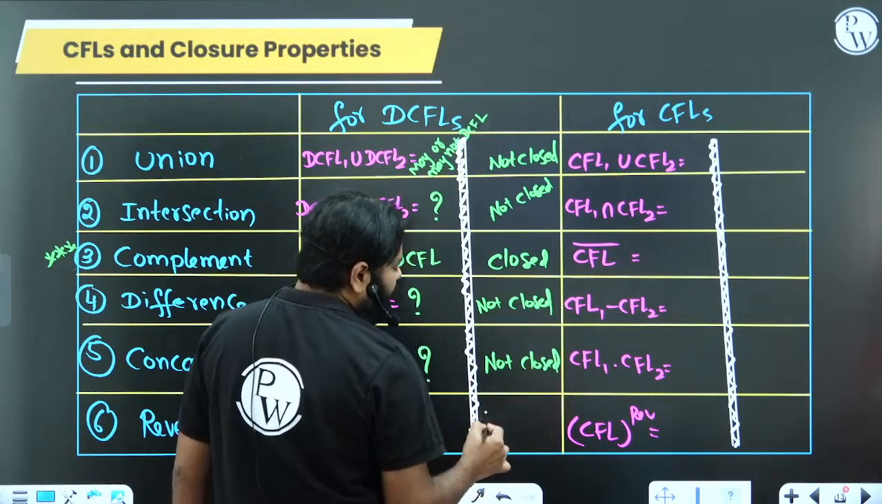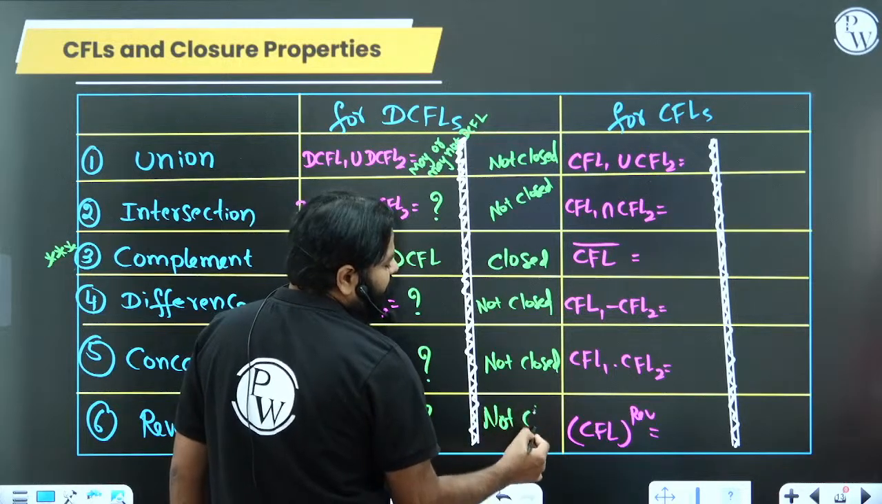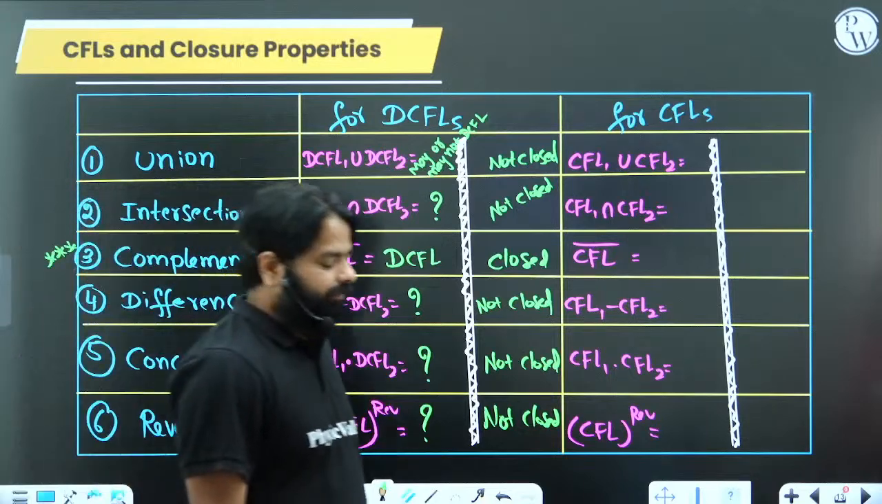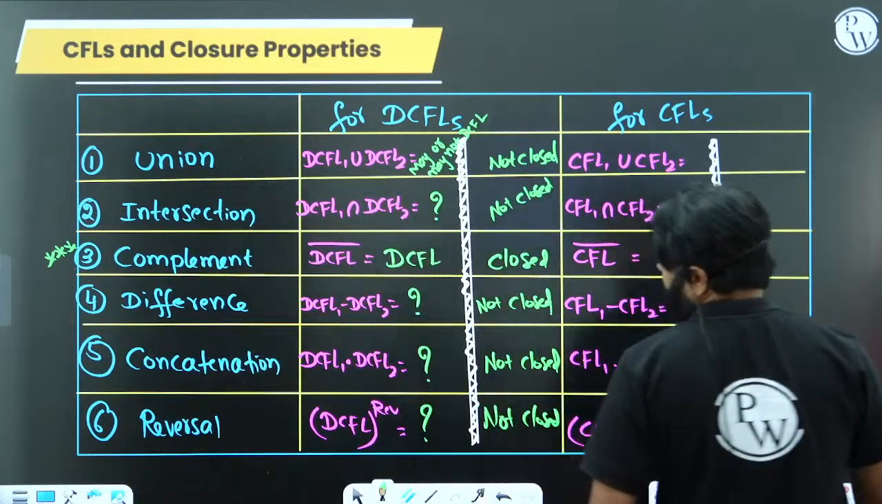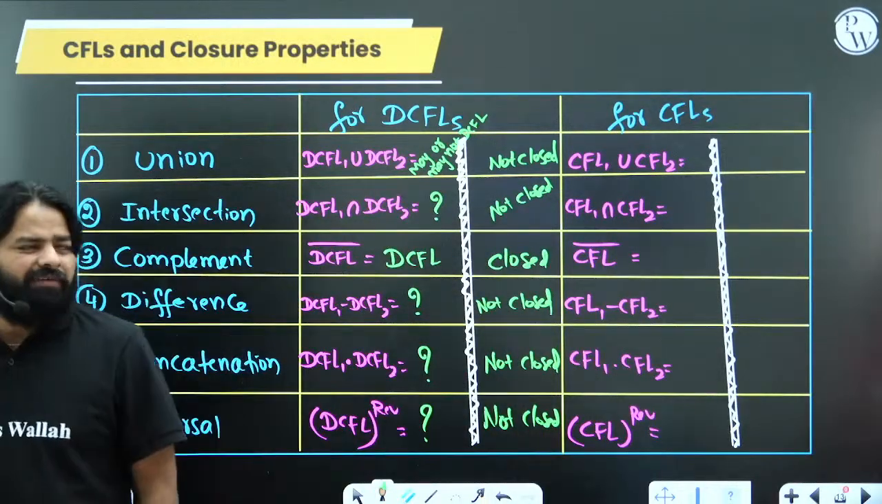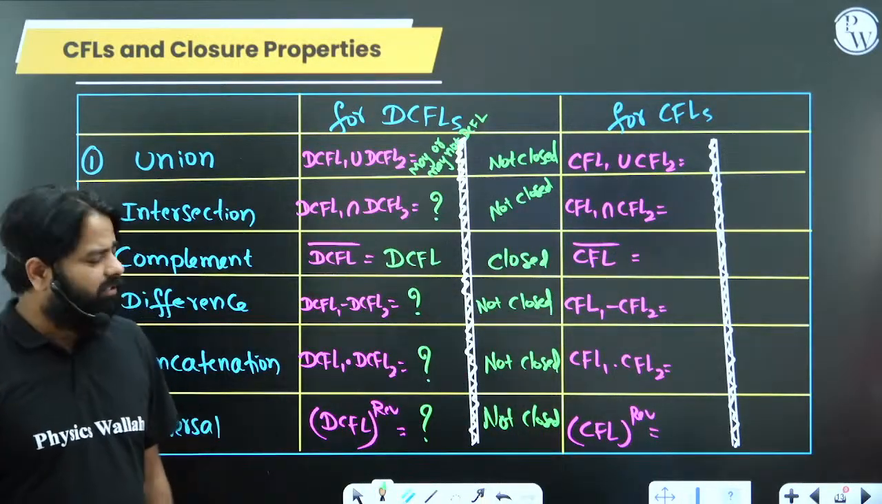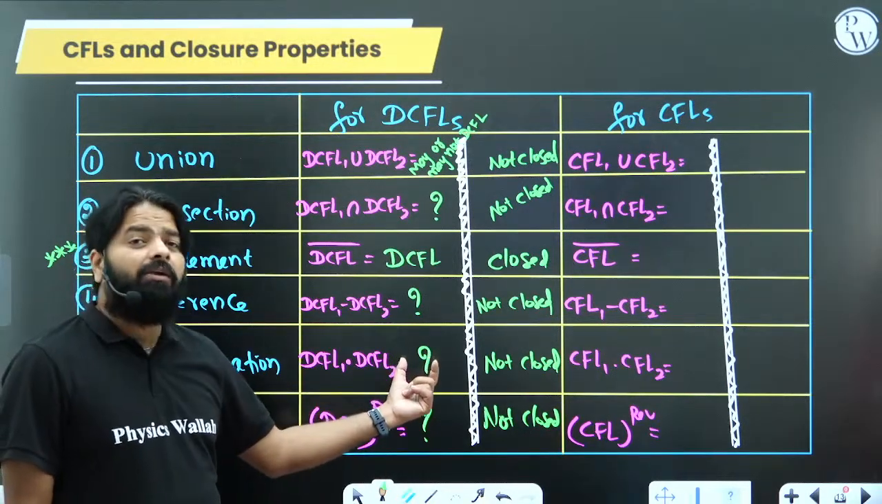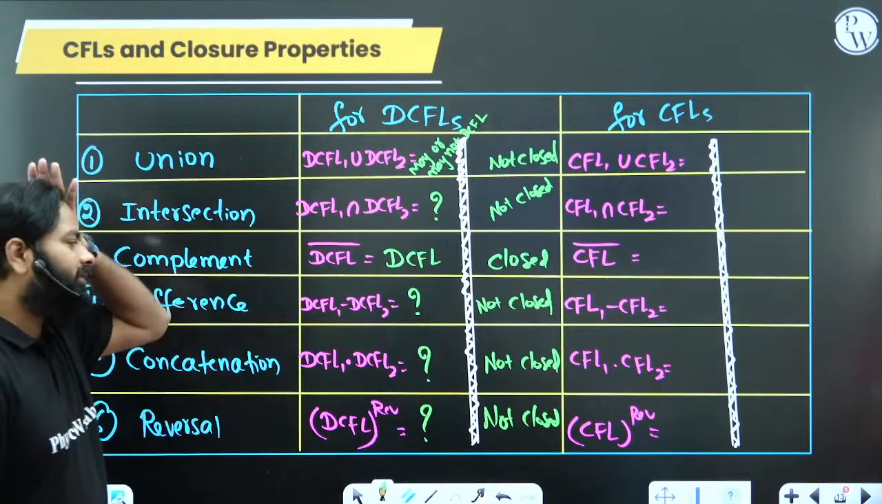But if you want to know the reason, then definitely you should find the counter examples. Many people do not know whether concatenation of two DCFLs is a DCFL or not. It need not be a DCFL. Some examples will give a DCFL, some examples will give a non-DCFL also.